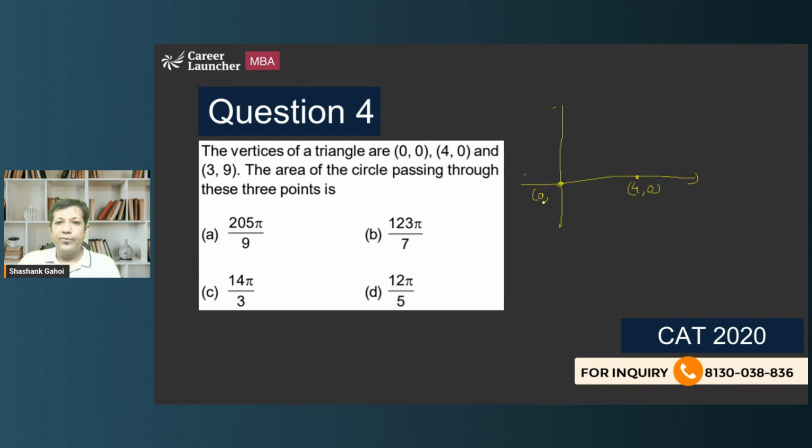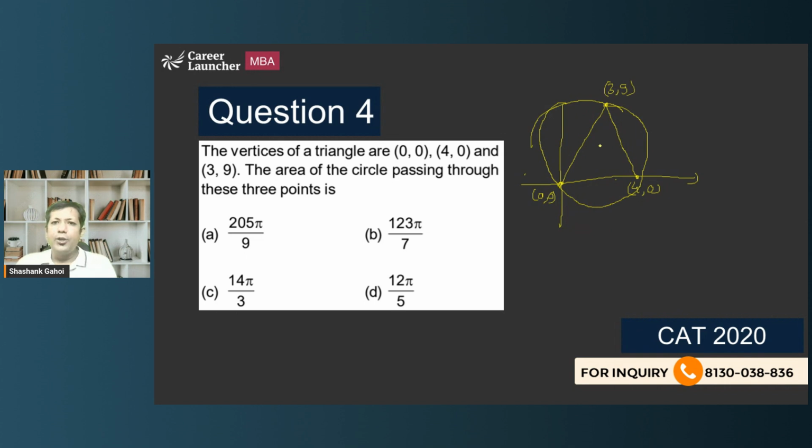Okay. Then we have 4 comma 0. Then what do we have? We have x is 3, y is 9. So that is going to be somewhere here, 3 comma 9. So my triangle is going to look like this. Okay. And what is the circumcircle? That is going to be this. Art is the problem. I can't draw properly. So that is going to be the graph. This is what we have.